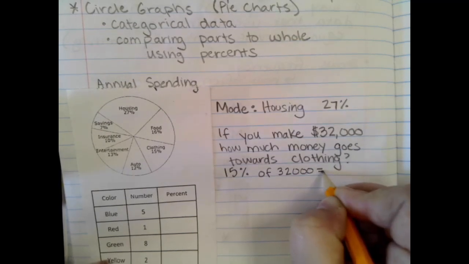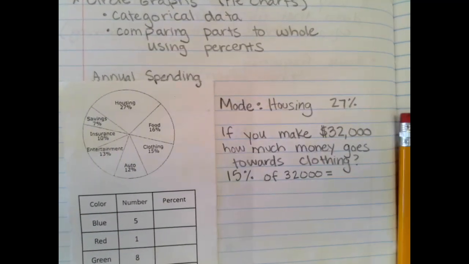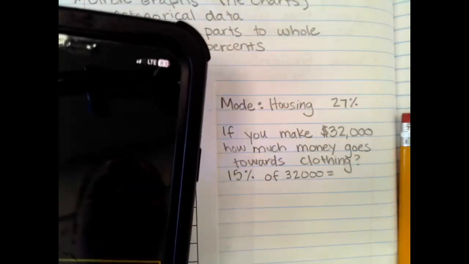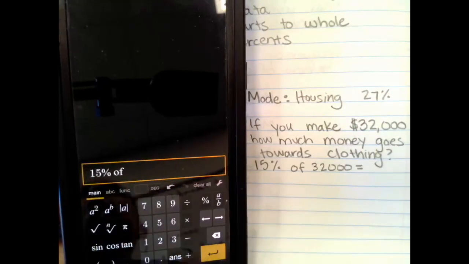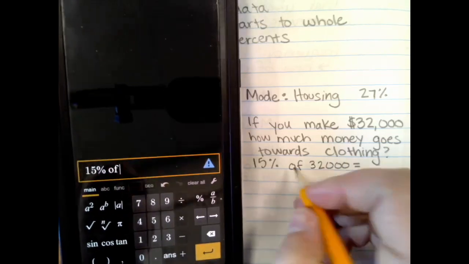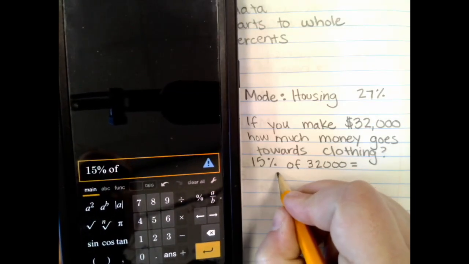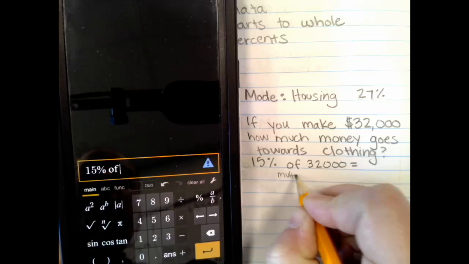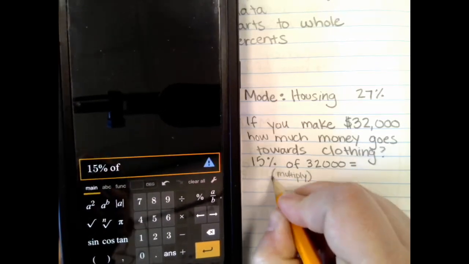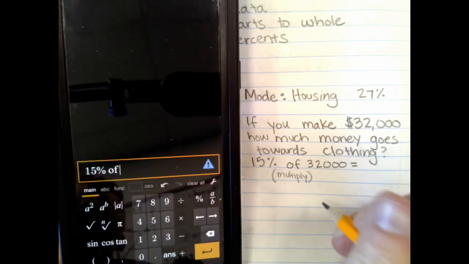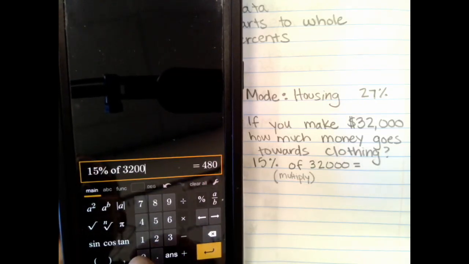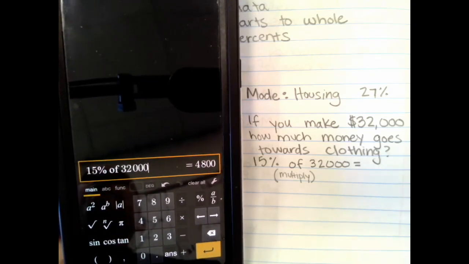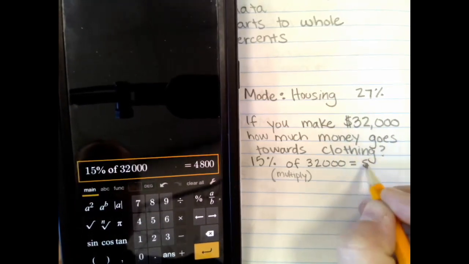32,000. In our calculator in Desmos, when we use the percent sign, it automatically puts in that word "of." It's really cool. If you're not using Desmos, you need to multiply, or you need to times. So whichever word is going to remind you to do that, you could either write multiply or you could write times. So 15% of 32,000. Whoever this is, they spend $4,800 on clothes.